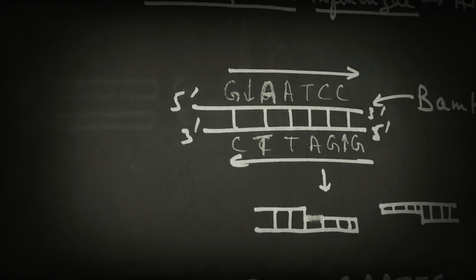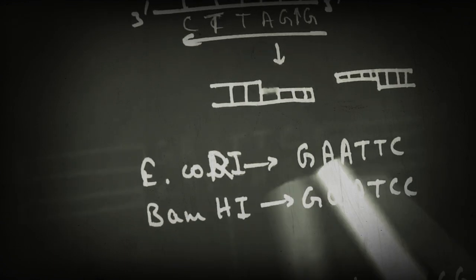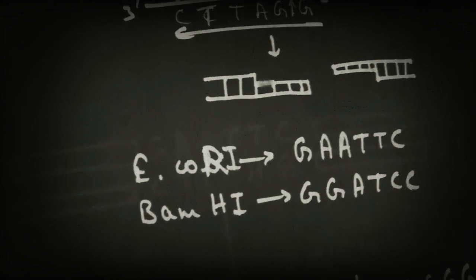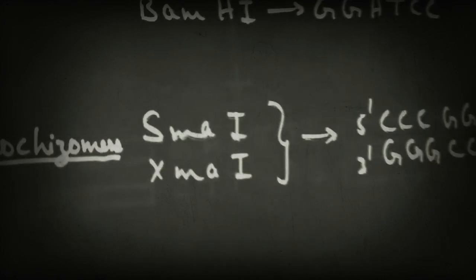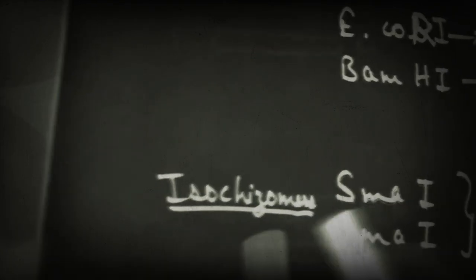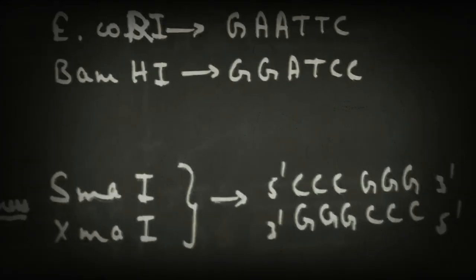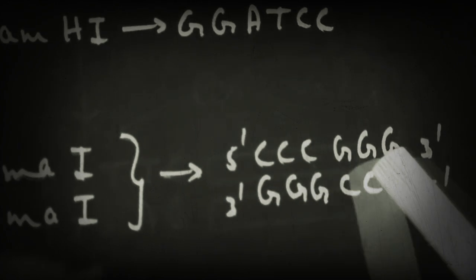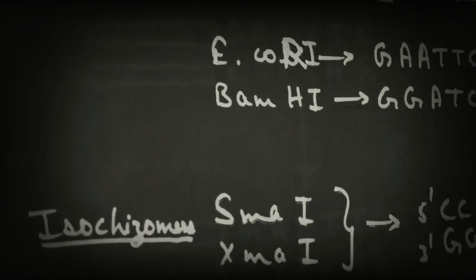Each individual enzyme recognizes only one specific sequence. For example, for EcoR1 it is GAATTC and for BamH1 it is GGATCC. But sometimes the same sequence may be recognized by two or different restriction enzymes. Such types of enzymes are known as isoschizomers. For example, SmaI and XmaI both have the same restriction sequence, that is CCCGGG.